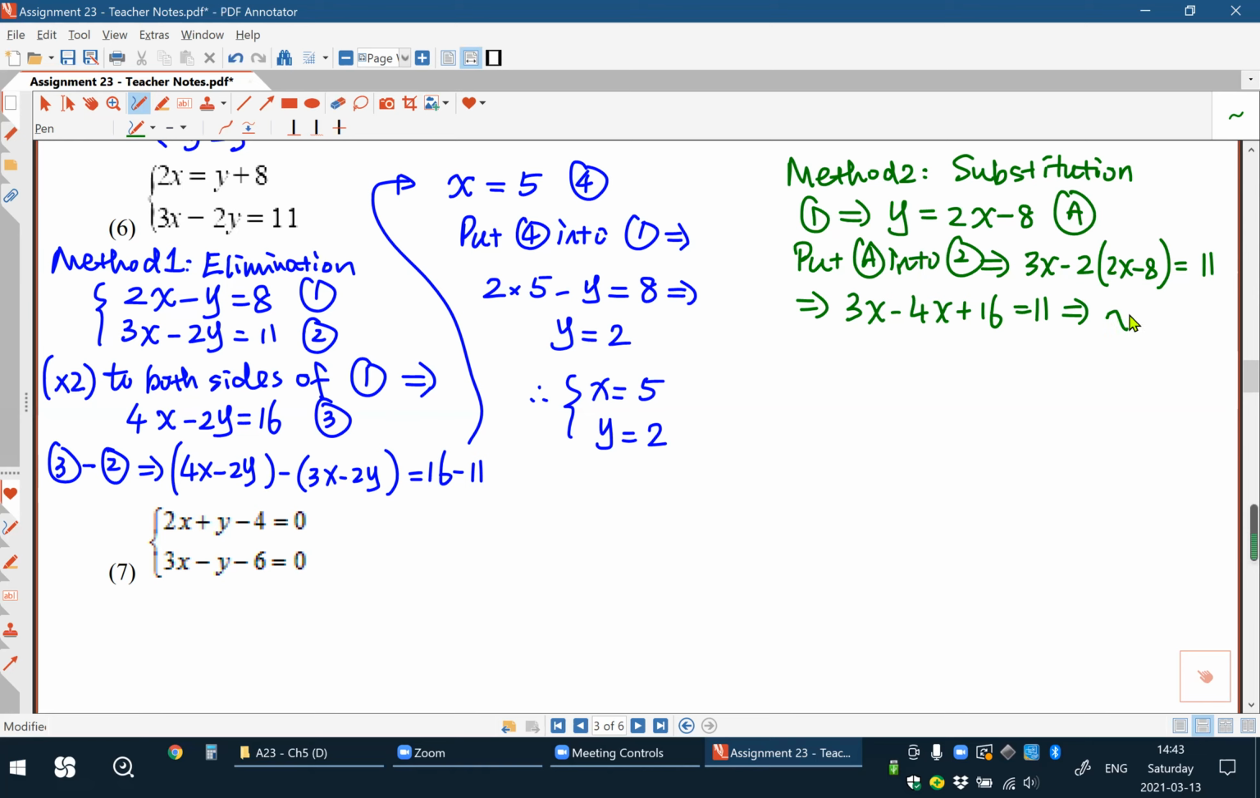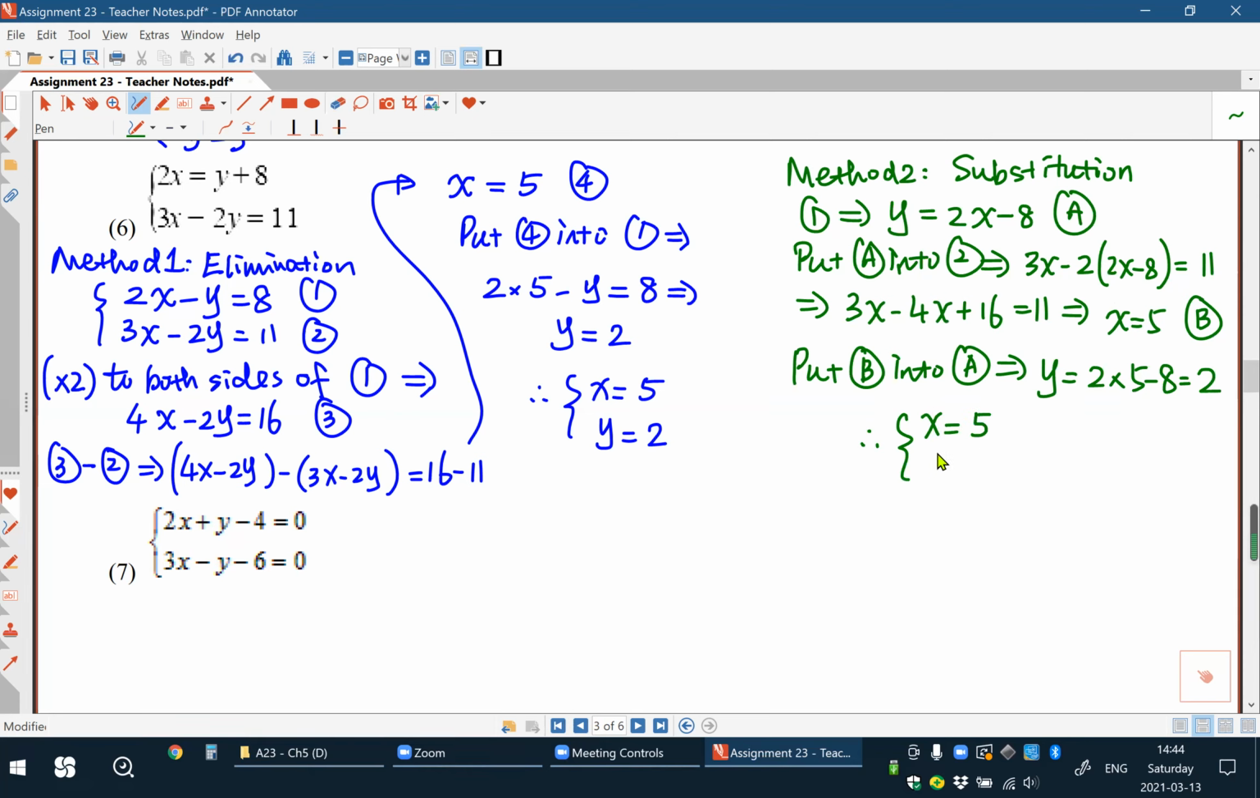And actually x is 5. This is the solution for x, right? So let's call this b. Then we can put b back into a. And this will give you y equals twice of x, which is twice of 5 minus 8, which is 2. And again, we reach the same solution. x is 5, y is 2.